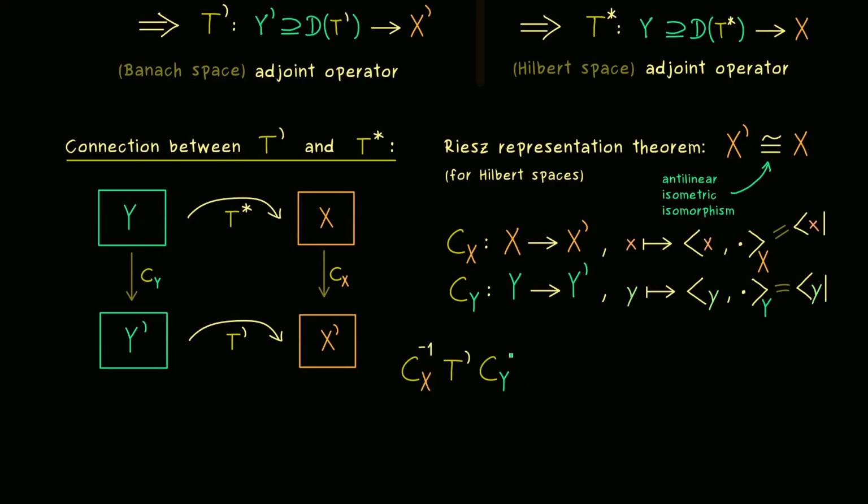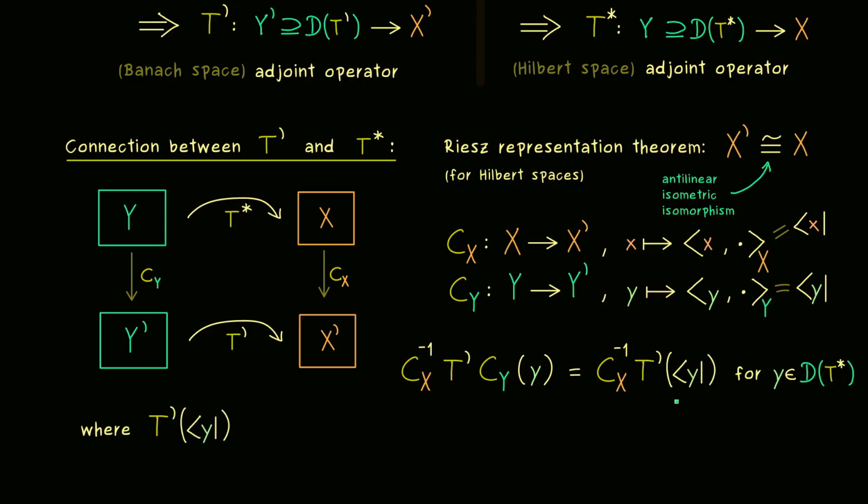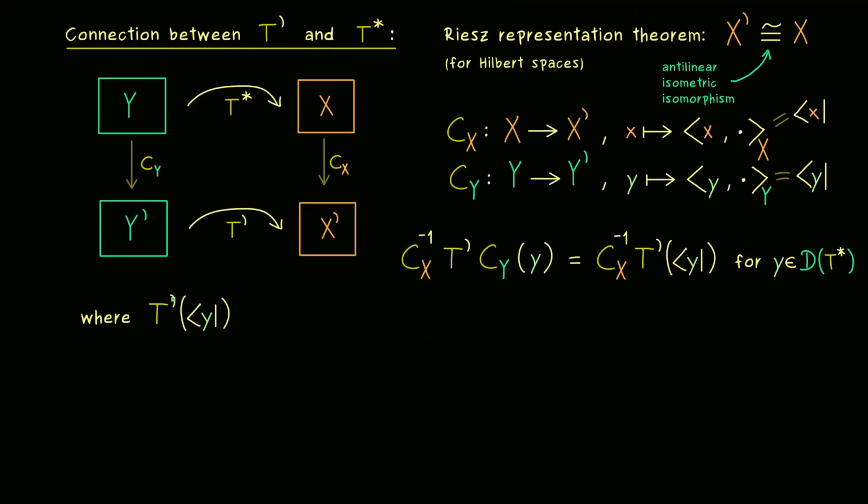More concretely, we want to consider the following composition, first applying Cy, then T', and then going back with our Cx inverse. This means what we put in here is a vector y coming from the domain of T star. This is important because only these vectors we can put into T star at all. And indeed we immediately see that the whole thing here is not complicated at all. What we have is T' of our linear functional of y. Therefore now the question is: is this linear functional in the domain of T'?